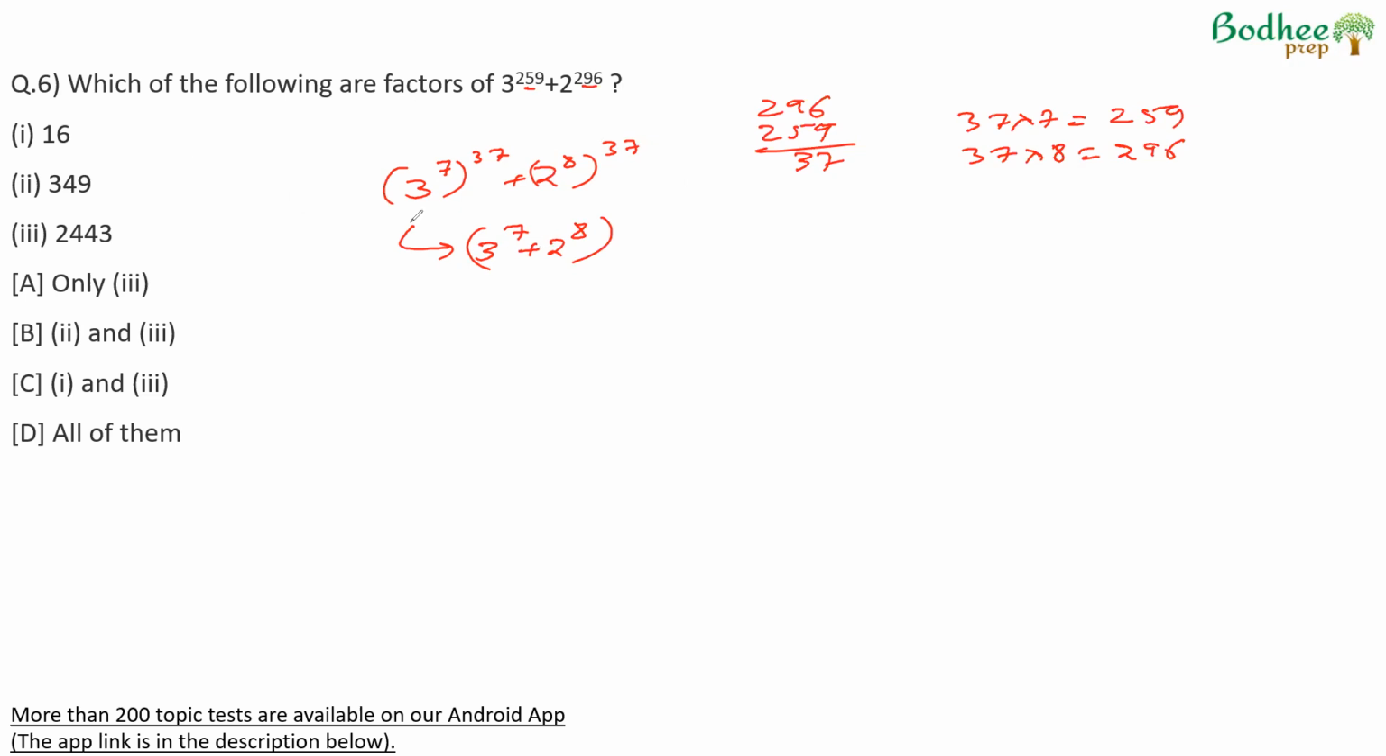3 raised to power 7 will be 3, 9, 27, 81, 243, 729, into 3 is 2187. And 2 raised to power 8 would be 2, 4, 8, 16, 32, 64, 128, 256. So this value comes out to 2443. So clearly, 2443 is a factor of these numbers.